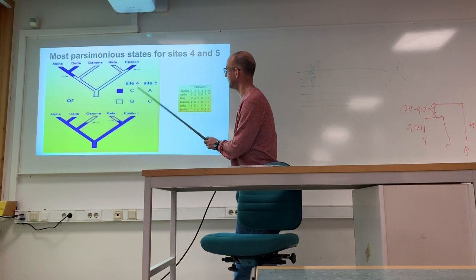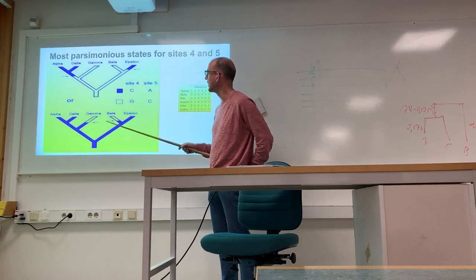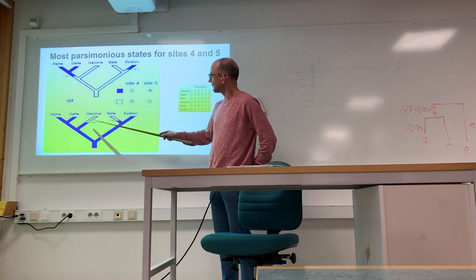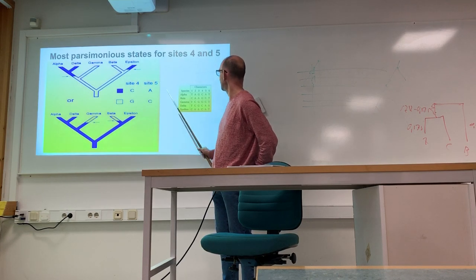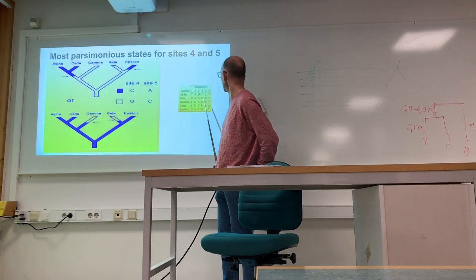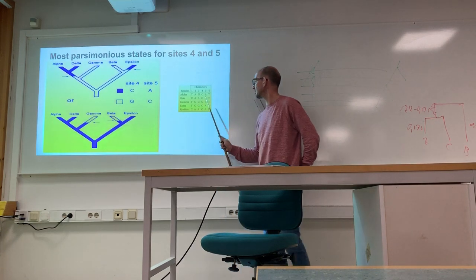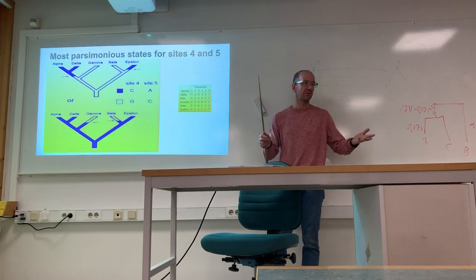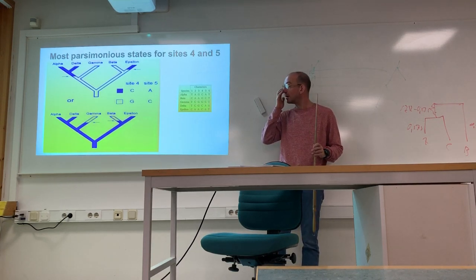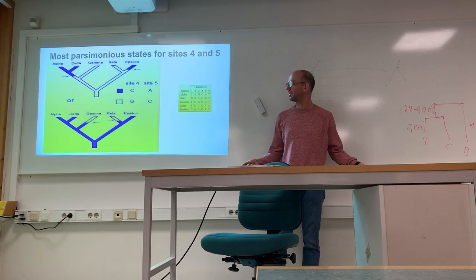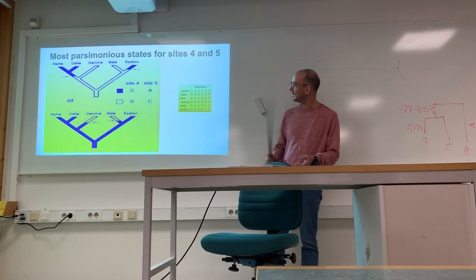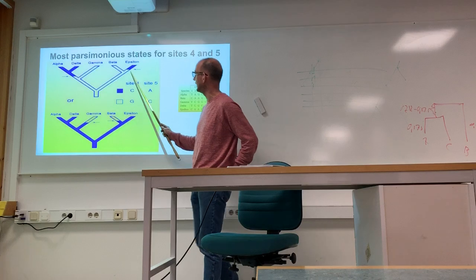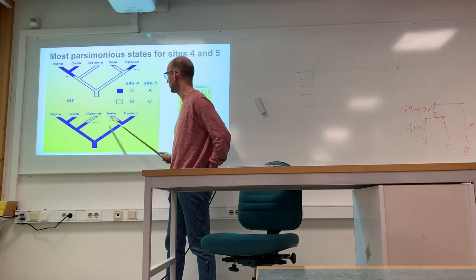And then you have positions 4 and 5 that are basically the same. You see the AC, GC, they're different in the same positions. So they're not identical, but the relationship between the species is identical. So you need to have two mutations, either one, two like that, or one, two like that.